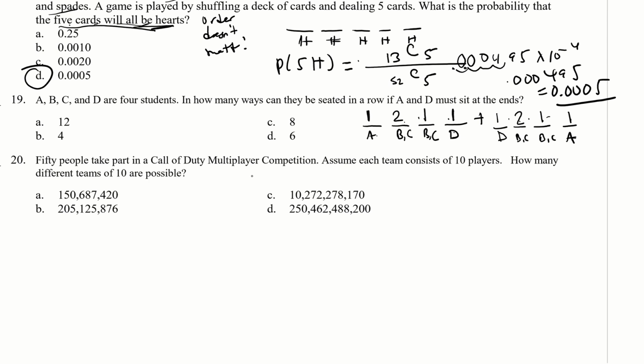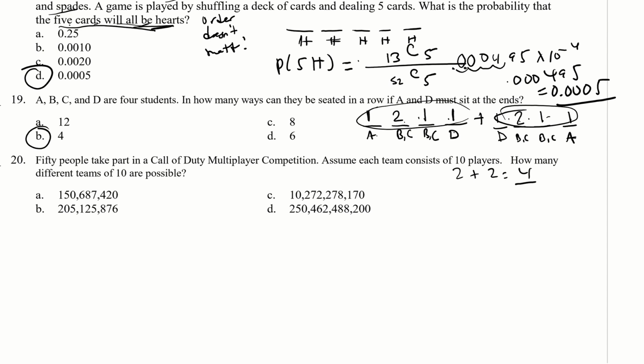Okay, but this is just 2. There's only 2 ways to do that. Plus, there's only 2 ways to do that. So it's 2 plus 2 or 4. All right, so the answer for number 19 is B.